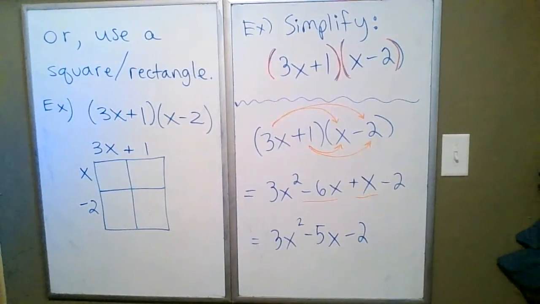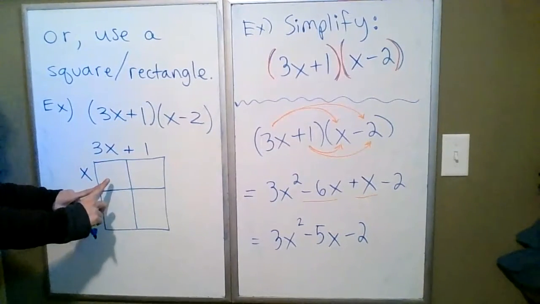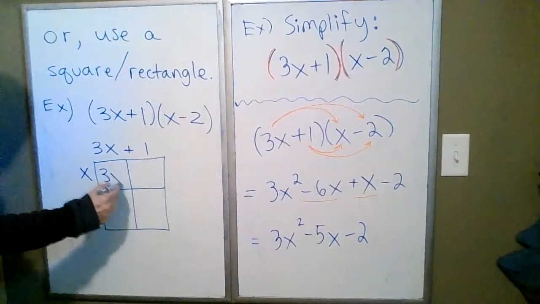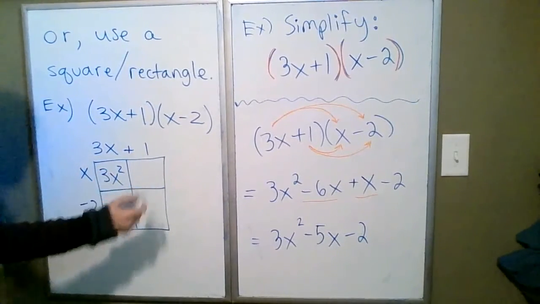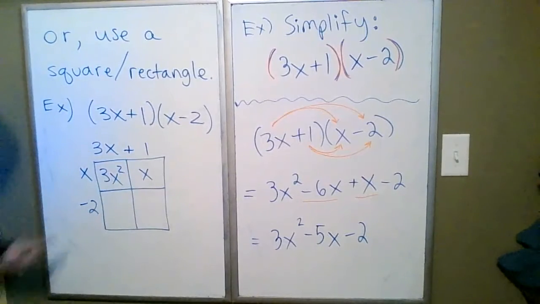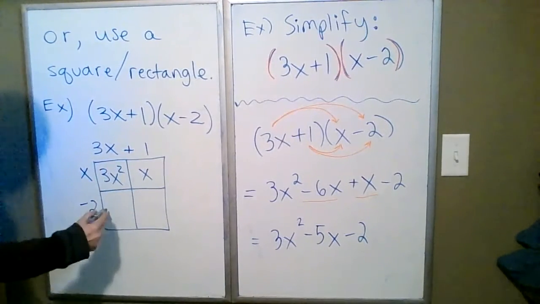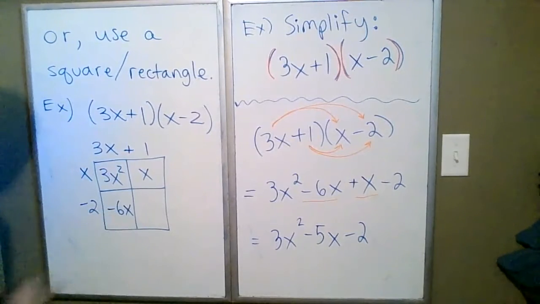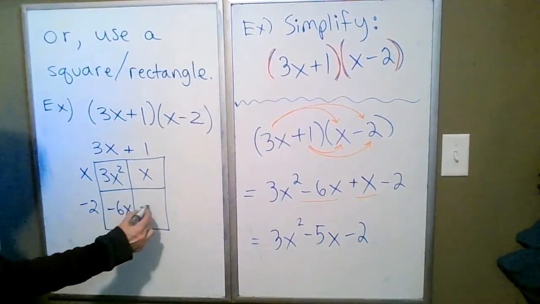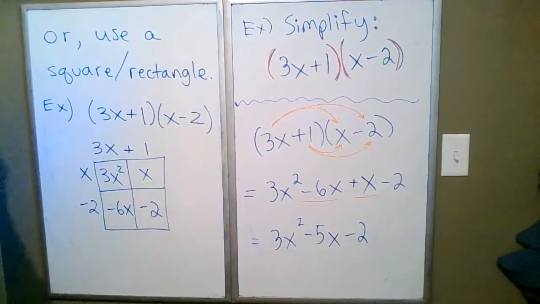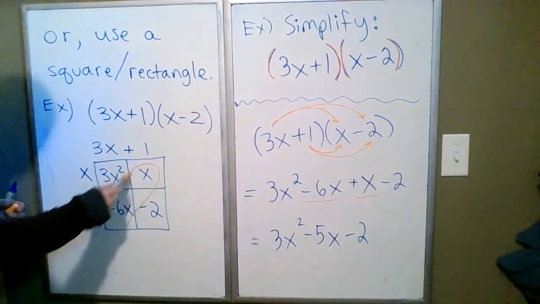Then you fill in the square with x multiplied with 3x is 3x squared. X times 1 is x. Negative 2 times 3x is negative 6x. Negative 2 times positive 1 is negative 2. And then you have like terms right here, the negative 6x and the positive x.